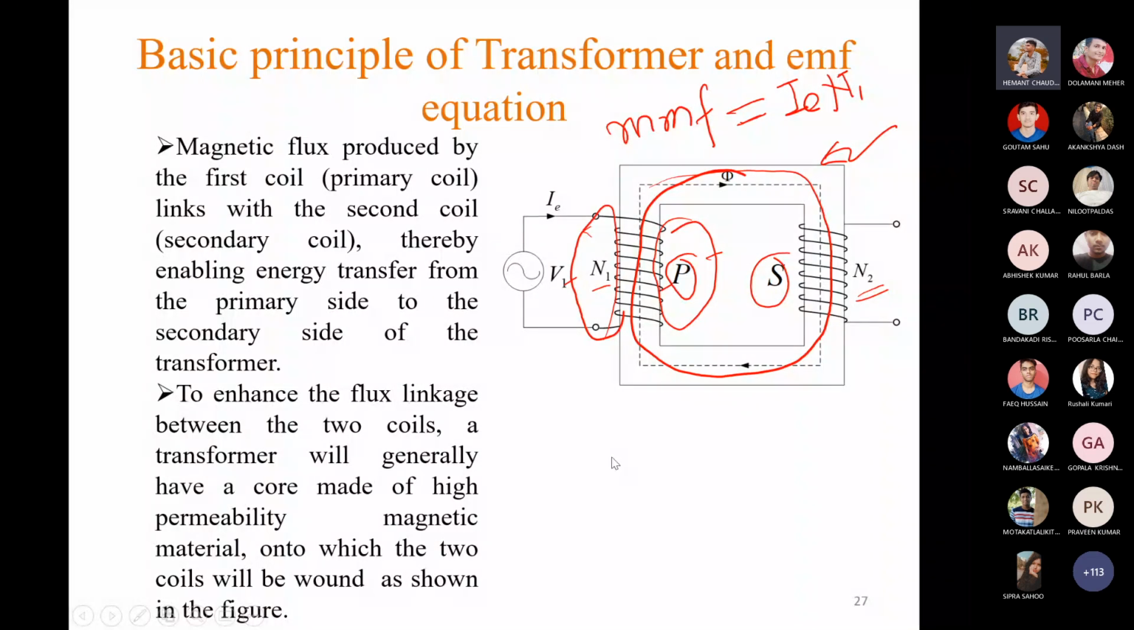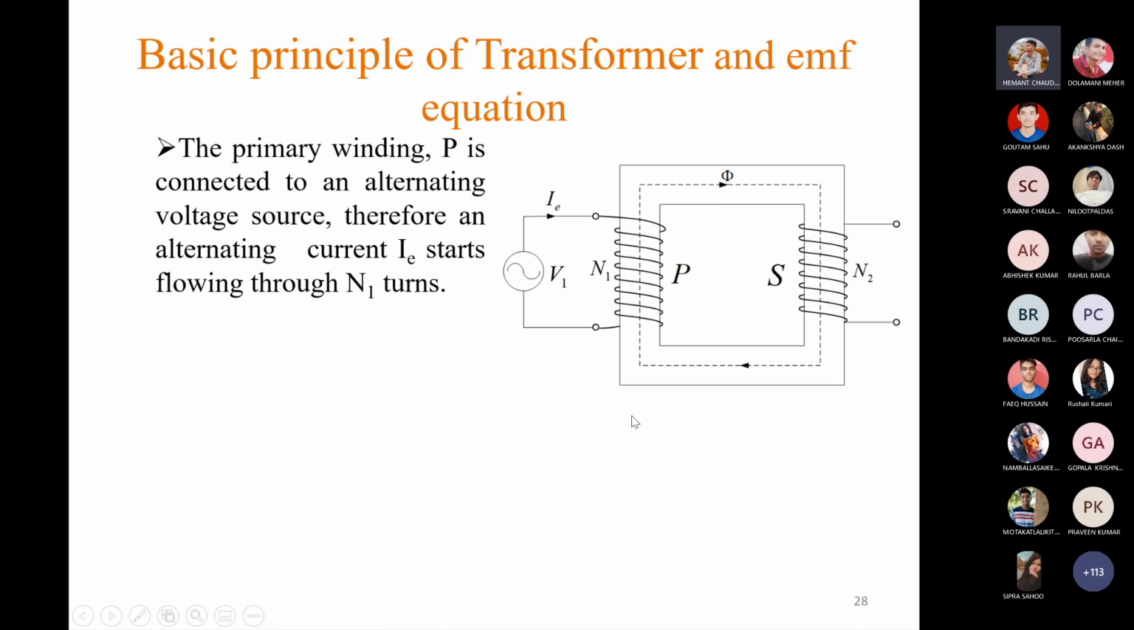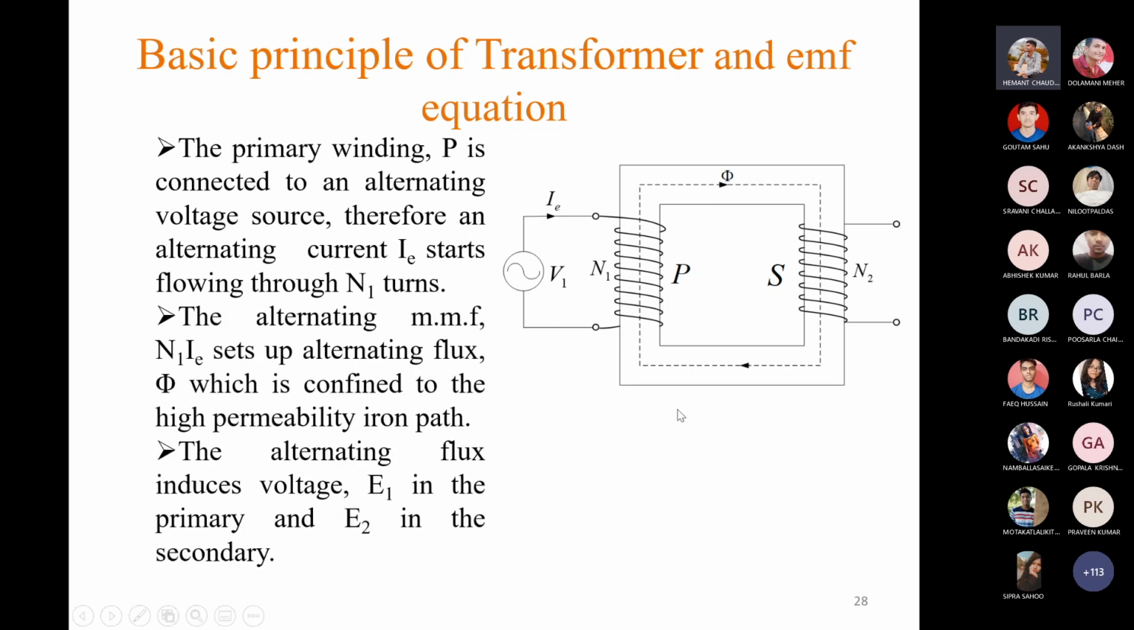So first of all, we are giving supply to the primary winding, and it is producing its own flux phi, and that flux remains confined within the ferromagnetic core. And since the secondary winding is also placed on the same core, it is linking with the same flux. Then what happens? This alternating flux, which is linking with both the windings, is inducing EMF E1 across the primary winding and EMF E2 across the secondary winding.